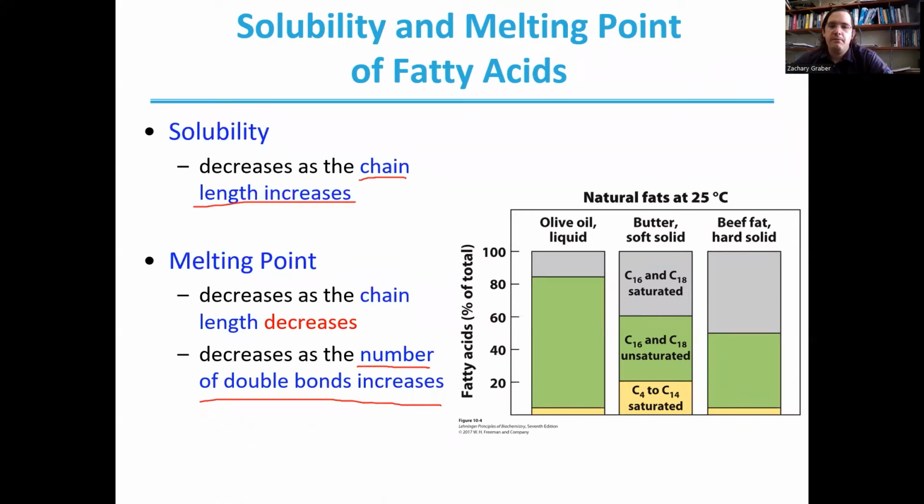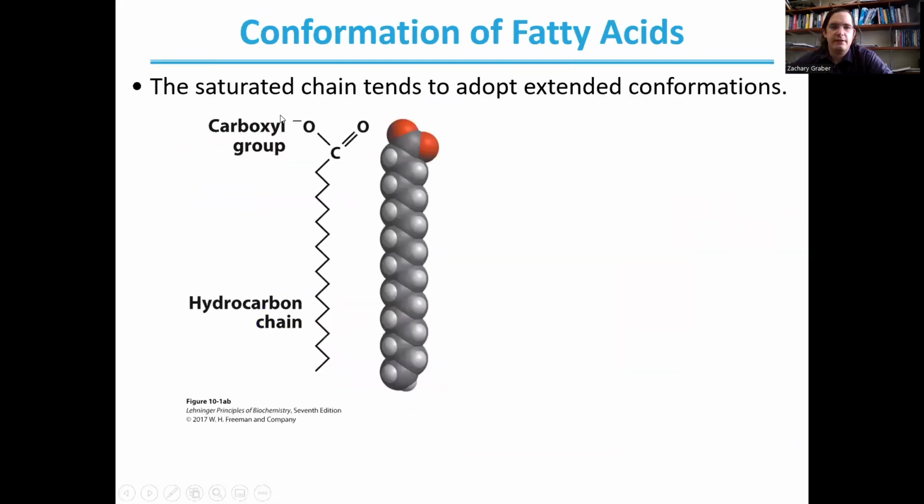Now, this trend can be a little bit harder to explain, but if we look at the structure of our fatty acids, of course, our saturated chain will tend to adopt a relatively extended conformation in order to limit steric hindrance within our carbon chain. Now, of course, it is flexible, so it won't just stay in a straight line like this. It'll be moving around, but it'll tend to stay more extended rather than balled up into a tight structure.